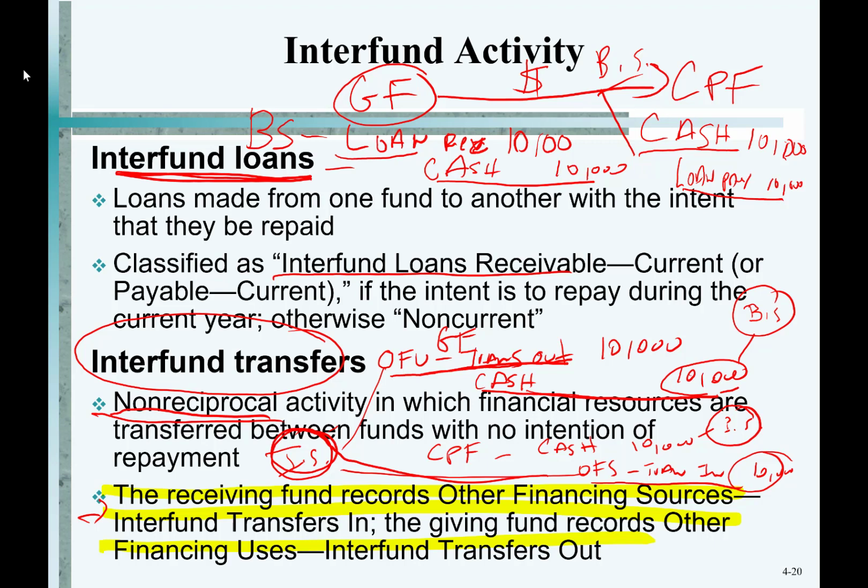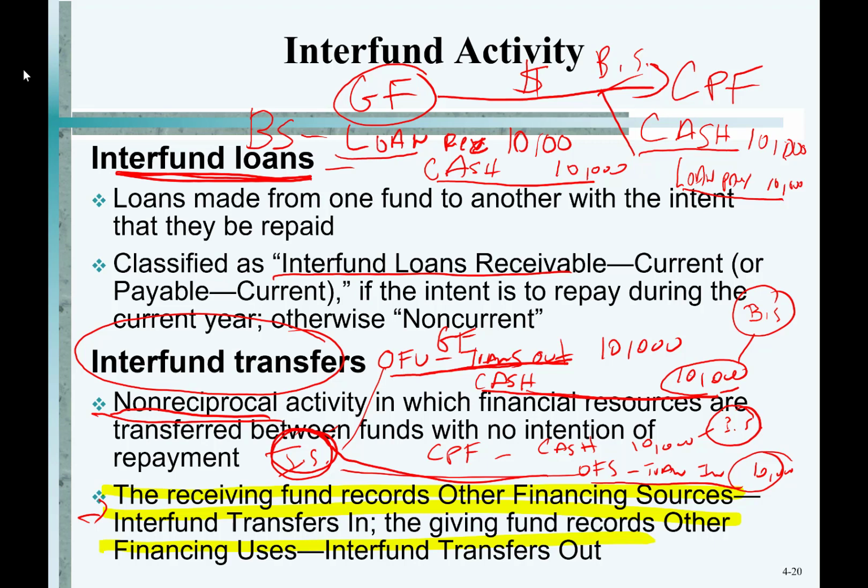But we don't call it income. We call it an other financing source. There are two other financing sources. What are they? What are they? Transfer in and what? Long-term debt proceeds are the two other financing sources.